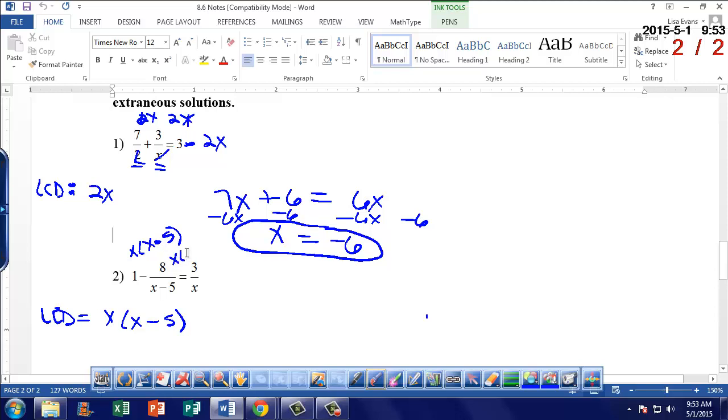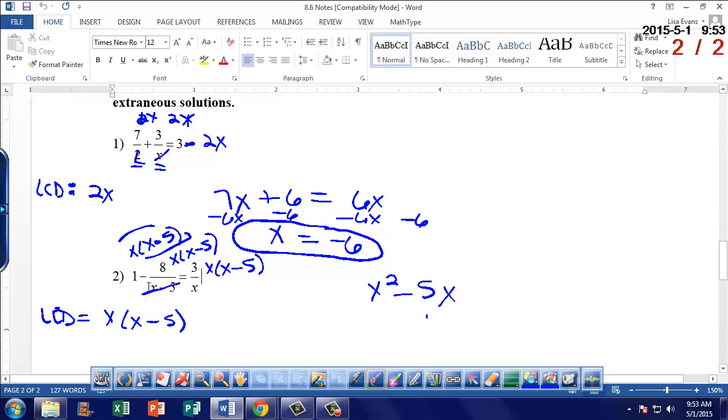Okay, I'm going to write this entire thing here. And then write this here too. Okay, so I'm going to multiply 1 times this entire thing. Luckily it's a 1, so I'm really just distributing the x. So I have x squared minus 5x.